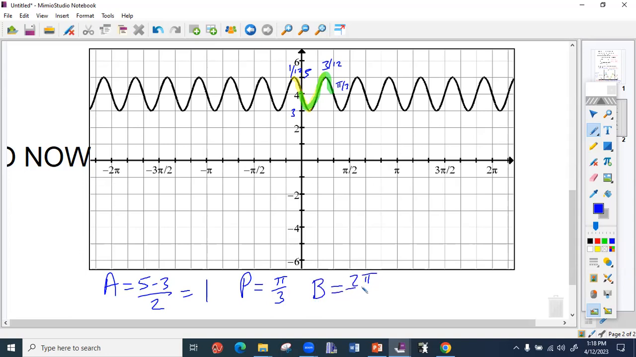So 2 pi divided by pi over 3. After flipping, you end up with 6. So your B is 6. Okay. The other way, if you have 3 pi over 12 minus negative pi over 12, a negative times a negative is a positive. So you get 4 pi over 12, which reduces to pi over 3.